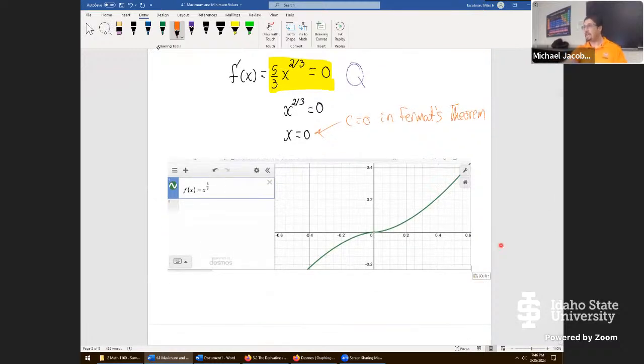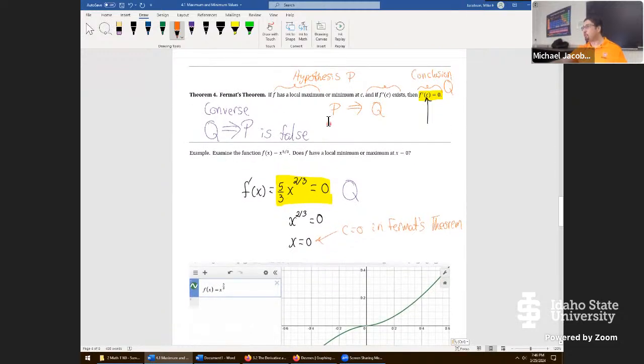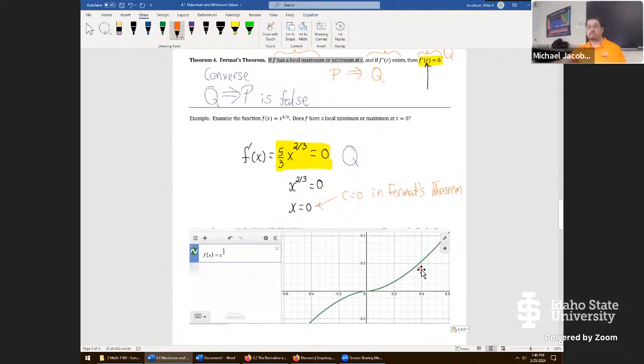So there it is. This is the last portion of our analysis of Fermat's theorem. We're looking at this: if there's a local minimum or maximum, and there is none, we can say here there is no local min nor max at x equals 0. In other words, the statement P turned out to be false. Let's say it this way: P is false.